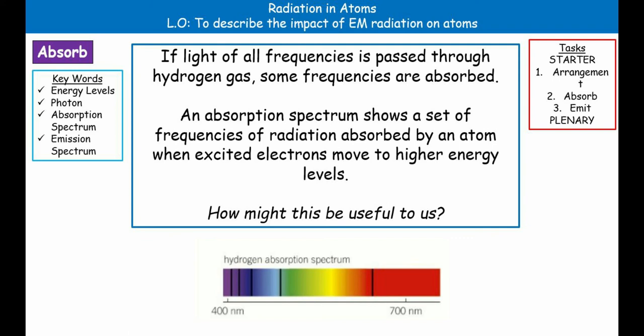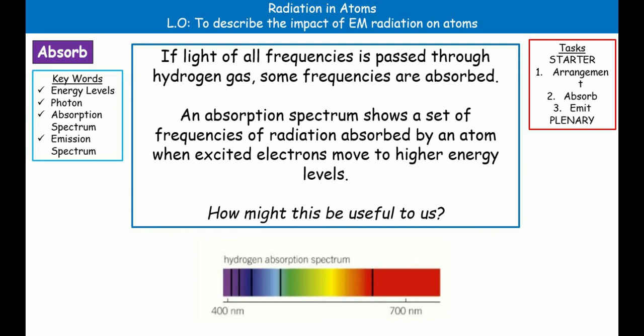Now, I've shown you one at the bottom there for hydrogen, and what we can see is we've got our typical band of the colours going from our purples through the greens to the reds, but there are some vertical black lines on there. Those are showing the frequencies of radiation that have been absorbed by the hydrogen gas. The reason that those ones are gone is because that was the amount of energy needed to excite those electrons to move them to the higher energy level.